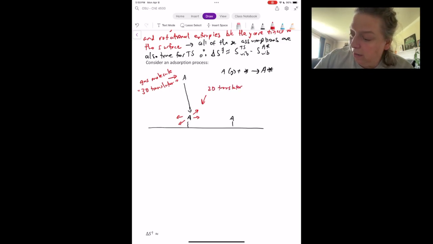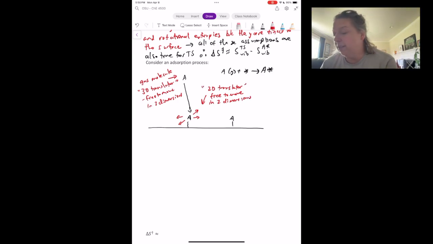So we'll say here, this is free to move in 3 dimensions. This is free to move in 2 dimensions. And again, this is a model. For this model to be perfectly correct, the surface would have to be perfectly featureless. I think there are other ways we could describe what's going on here, but this is the most conceptually easy.